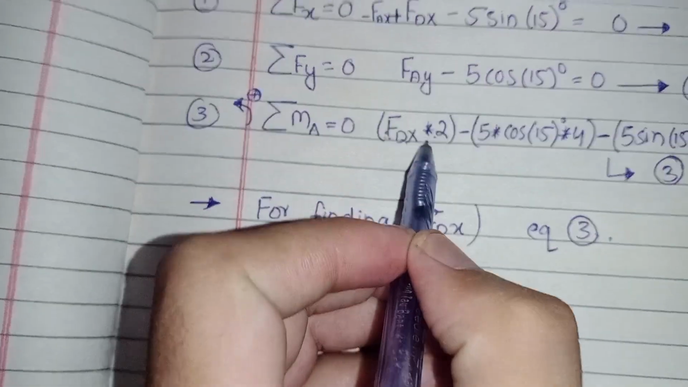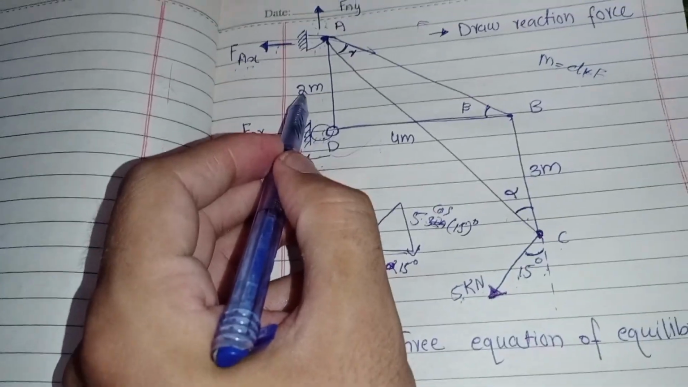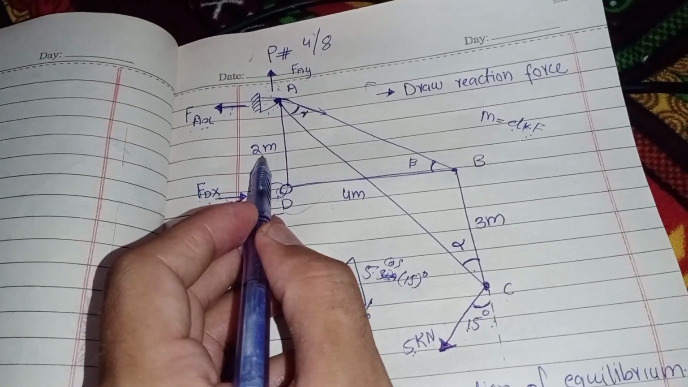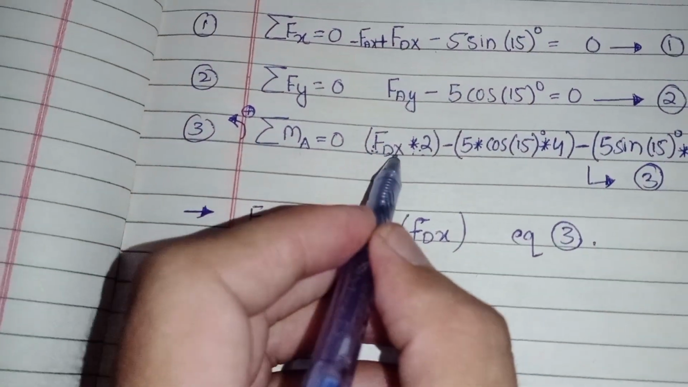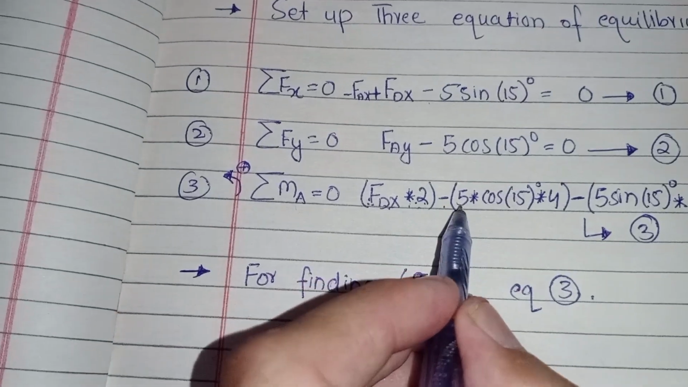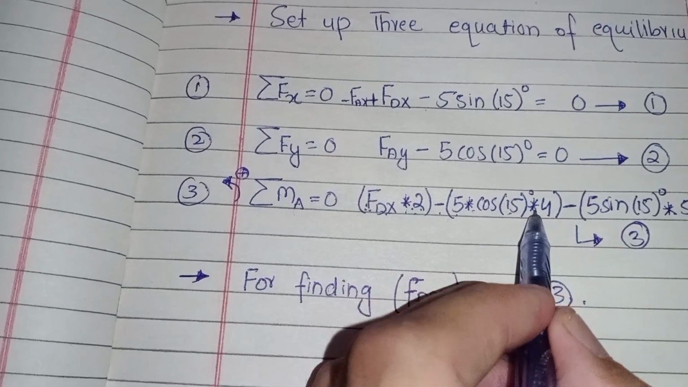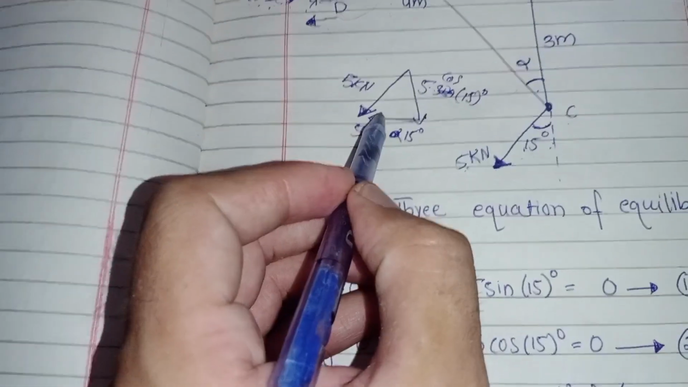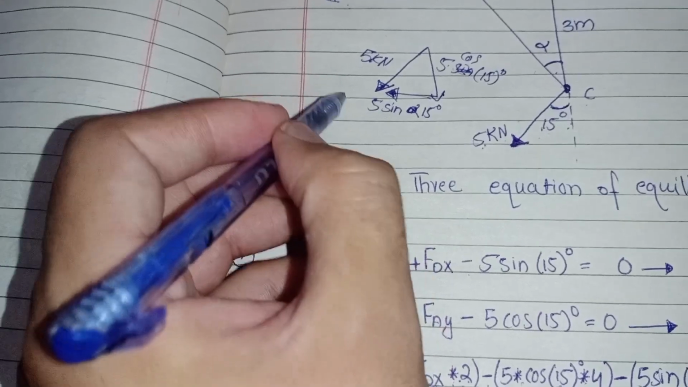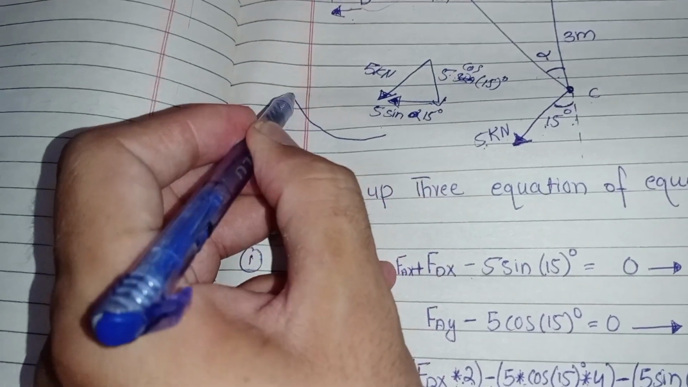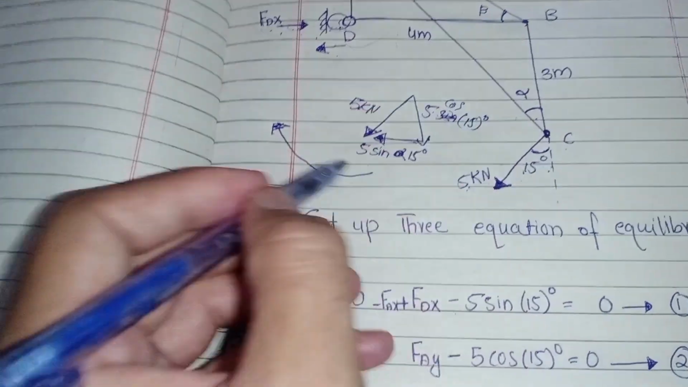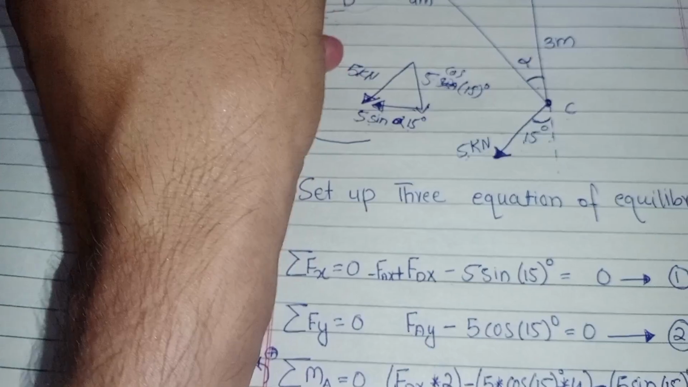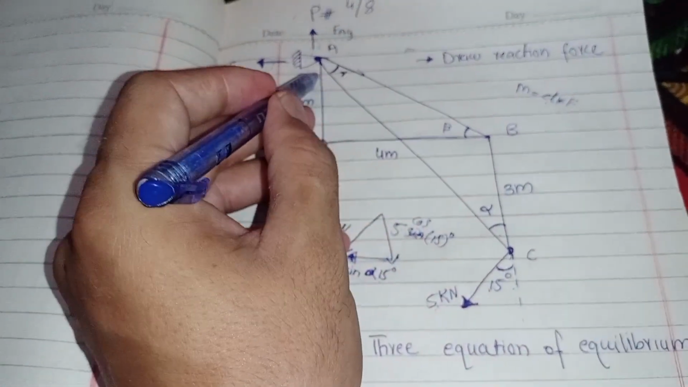For the force into distance: force is f dx and distance is 2, so f dx into 2, negative 5 into cos 15. The next one is this force which tries to turn this truss clockwise. So negative 5 sine 15 into the distance from this to this.